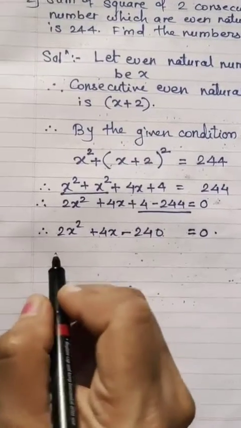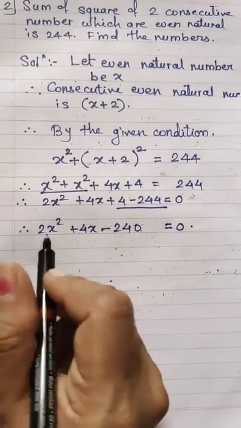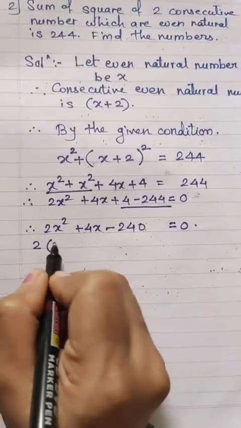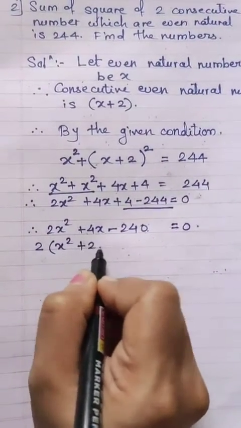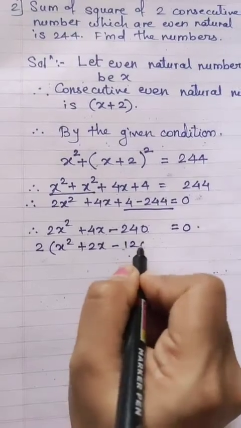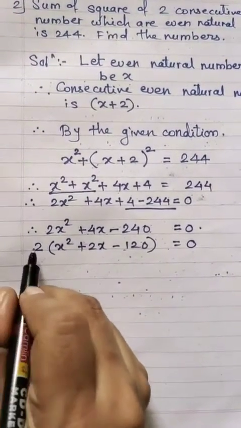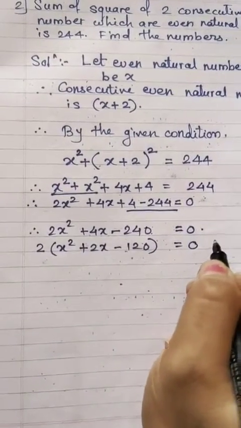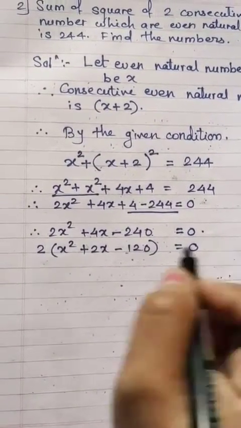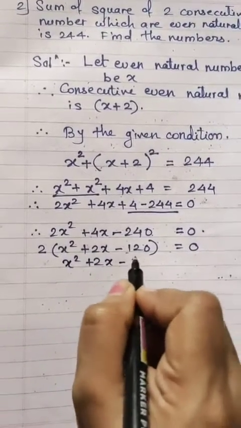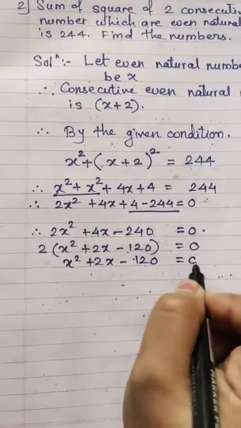Now remove the common factor from this. You will get 2 as a common factor. So 2 into x square plus 2x plus 120... that is, x square, 2 2s are 4x, and 2 into 120 is 240, is equal to 0. Now this 2 goes to the right hand side and 0 upon 2 you will get again 0. Therefore x square plus 2x minus 120 is equal to 0.